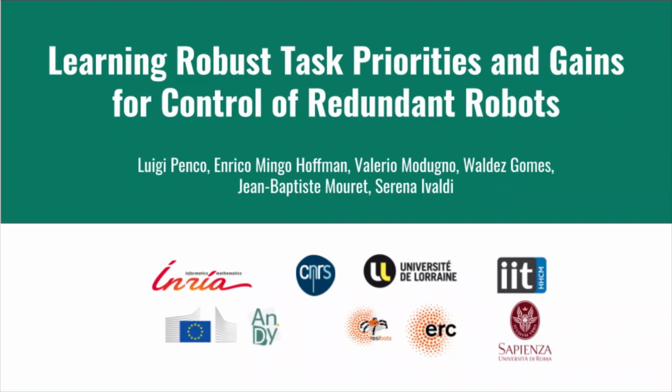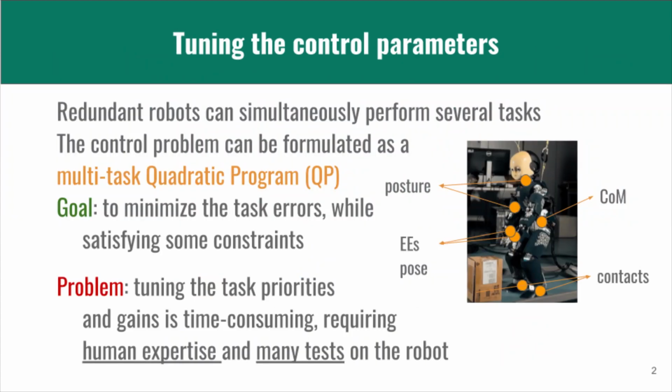Learning robust task priorities and gains for control of redundant robots. Redundant robots like humanoids or mobile manipulators can simultaneously perform several tasks.